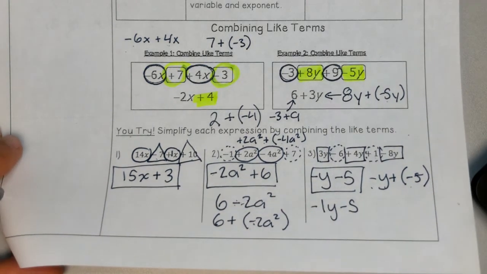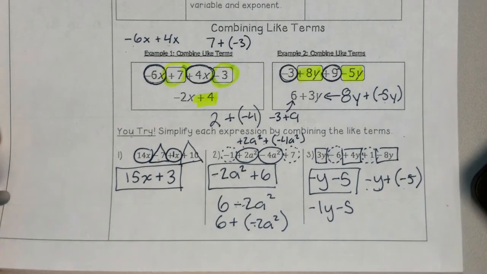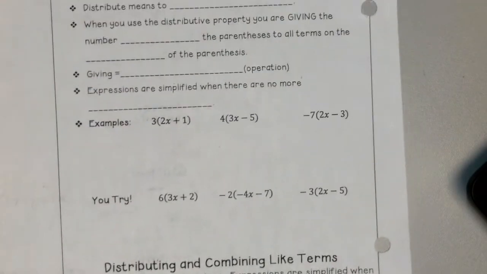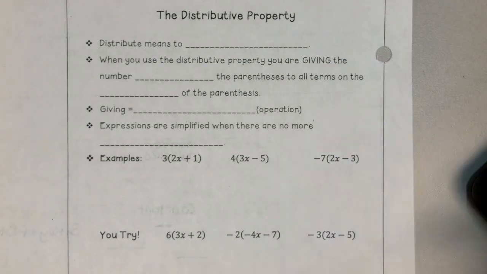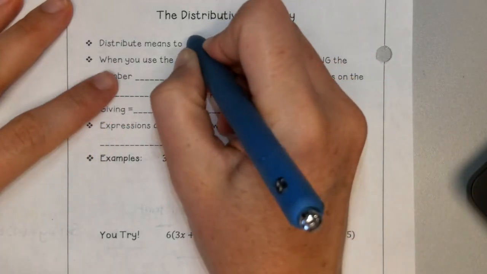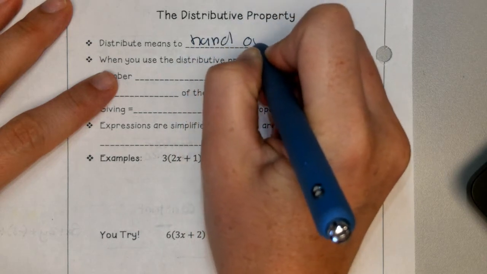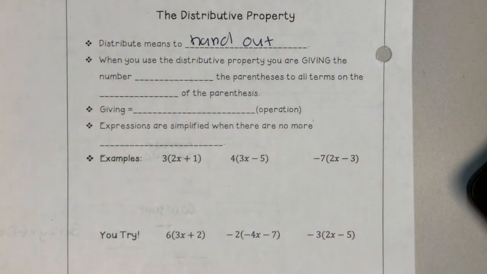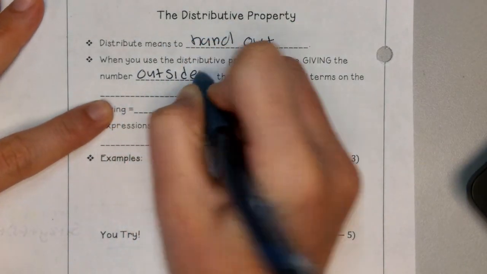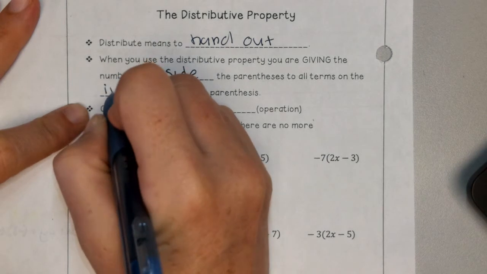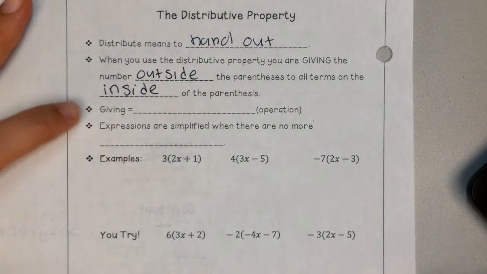All right, I'm going to turn this over. The back is a distributive property. If you're distributing flyers or you're distributing candy or something, you're handing it out. So you're like passing something out to people. When you use the distributive property, you are giving the number outside the parentheses to all the terms on the inside of the parentheses.